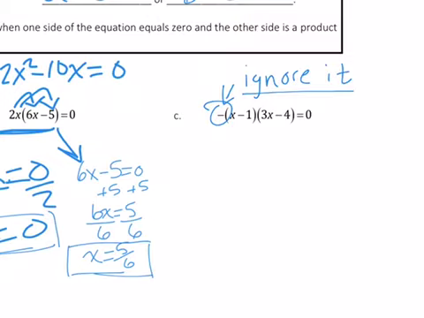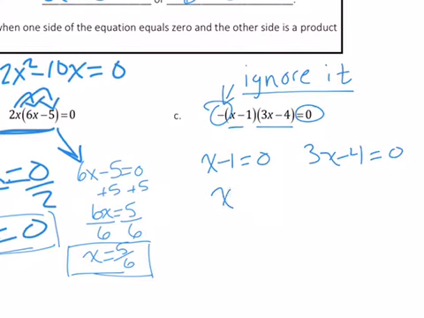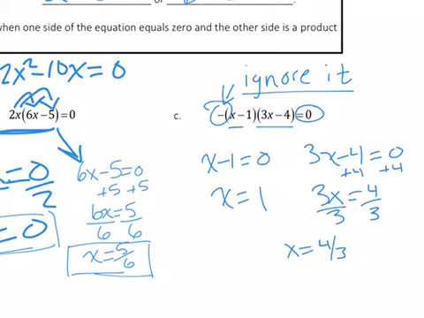Ignore that negative sign. The reason why we're going to ignore it is because we have these two polynomials being multiplied by each other, and the other side is equal to 0. So now we can still set those binomials equal to 0 and solve for x. So I'll have x minus 1 equals 0 and 3x minus 4 equals 0. X is still going to equal 1. For 3x, I have to add 4 to this one, so I've got 3x equals 4. Divide by 3. So I've got x equals 1 and x equals 4/3.